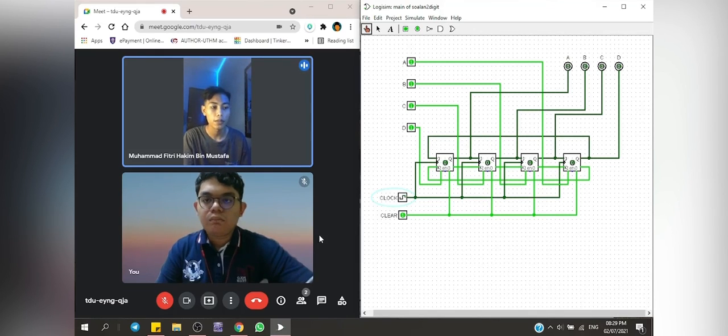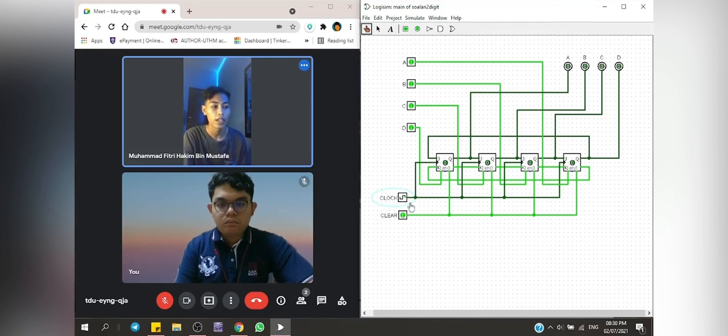For shift right, line number 14, the clear is 1, input D is 1, C is 1, B1 and A1. The clock pulse will be 9. The output is D 0, C 0, B 0 and A 0.